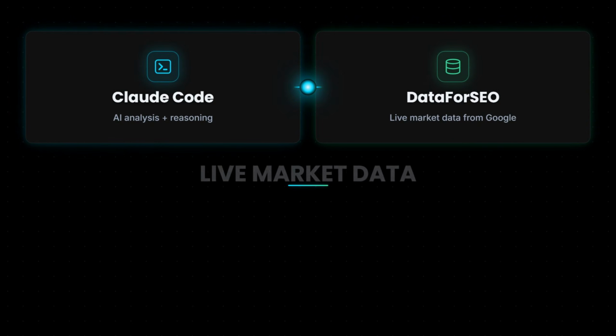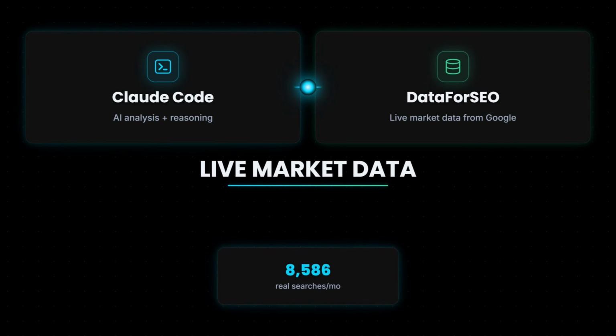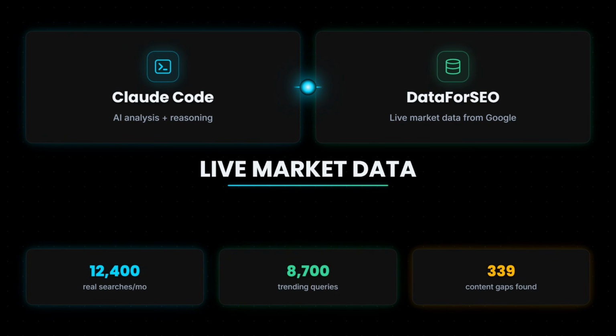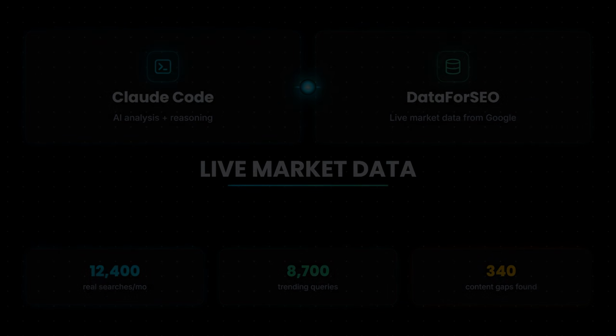There is no real data behind it, and the AI is pattern matching on training data and generating real sounding results. I gave Claude Code a direct connection to live market data so that it can access real search volumes from Google, real trends, and what people are actually typing in as questions. And this completely changed the quality of the output.